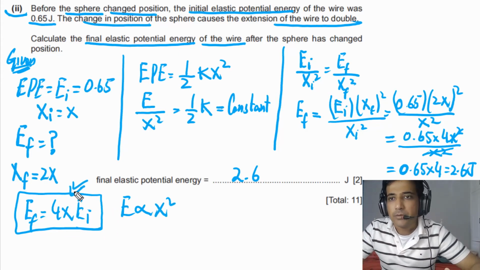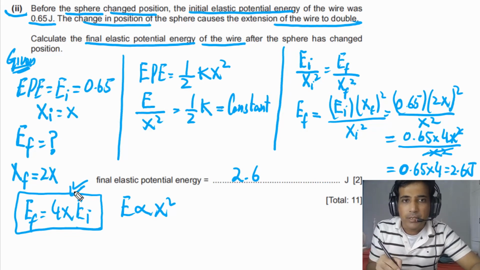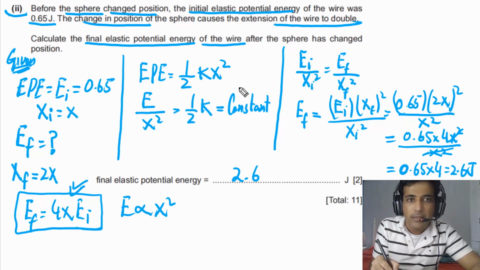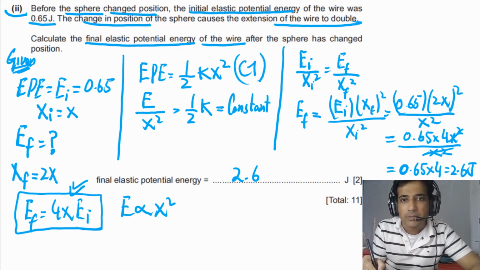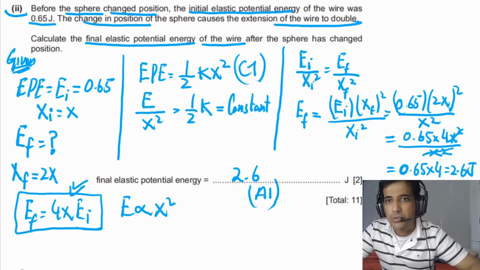This question has 2 marks. The first mark you will get if you have used this formula. So this mark will be C1, and you will get the final mark, that is the answer mark, if you have got the right answer. So this is how marks will be awarded for this question.